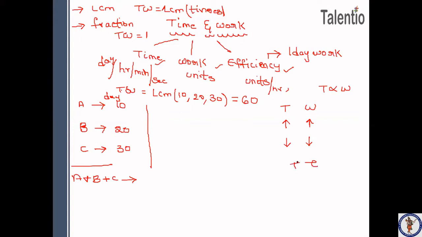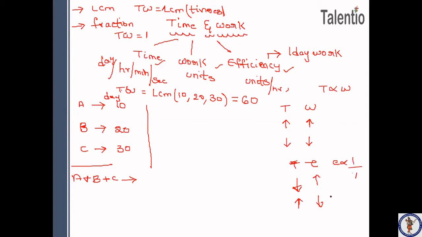Now come to time and efficiency. If you are more efficient, for example, I can eat 2 chocolates, you can eat 1 chocolate. If we both combine, it is 3 chocolates per day. So if your efficiency is more, then it will take less time to complete. If your efficiency is less, it will take more time to complete. Nothing but efficiency and time are inversely proportional.